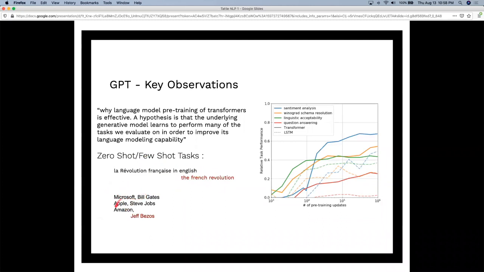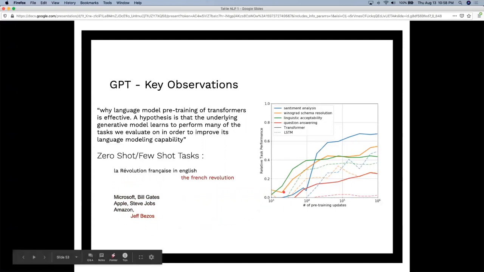The few shot or one shot could be where you give some examples. So Microsoft, Bill Gates, Apple, Steve Jobs, Amazon. It would recognize that these are famous founders of these companies. So for Amazon, it would say Jeff Bezos, right? So this becomes few shot. In both of them, you are not doing any back propagation.